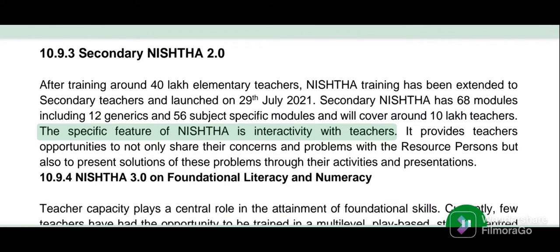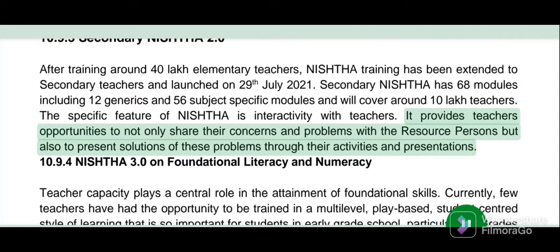The specific feature of NISHTHA is interactivity with teachers. It provides teachers opportunities to not only share their concerns and problems with the resource persons but also to present solutions of these problems through their activities and presentations.